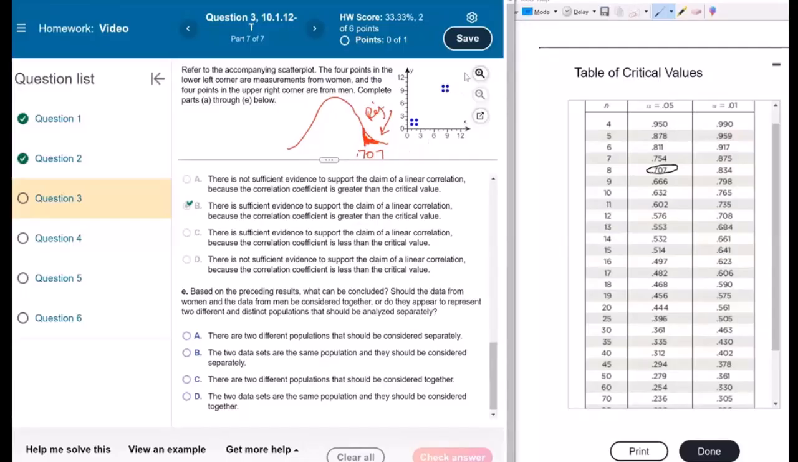It doesn't actually make sense to draw a line from the men to the women when the women are all clumped together and the men are all clumped together. I'm good with there are two different populations that should be considered separately.